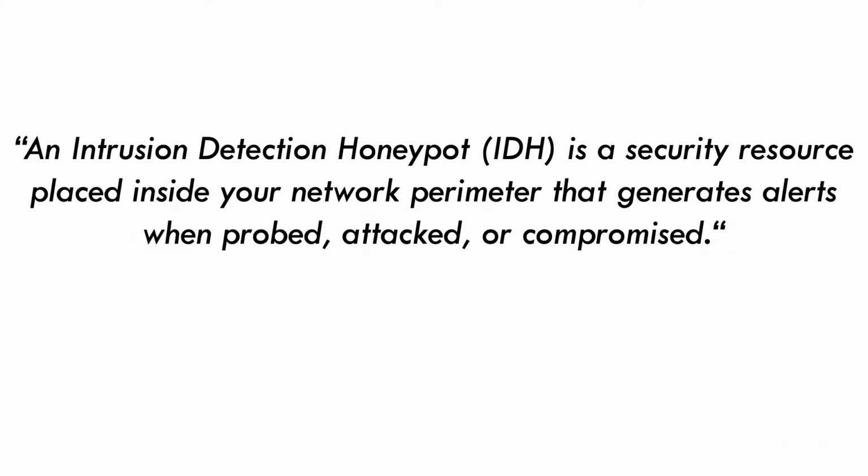That brings us to a definition of an intrusion detection honeypot, which is fairly straightforward. An IDH is a security resource placed inside your network perimeter that generates alerts when probed, attacked, or compromised. A couple important things about this. First of all, we use the term security resource because it can really be anything. In the previous example, we talked about a system, but it can also be a service. It can also even be data.